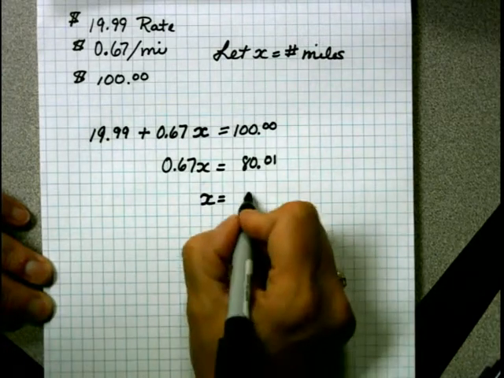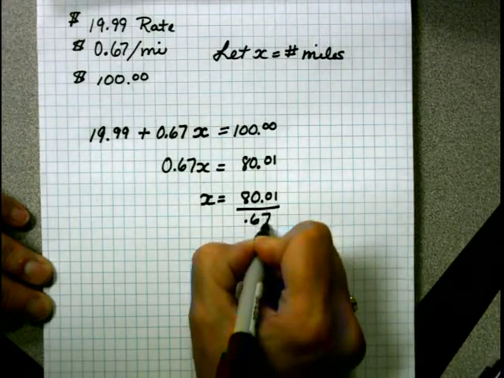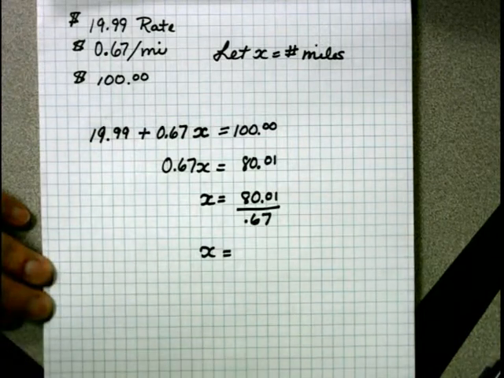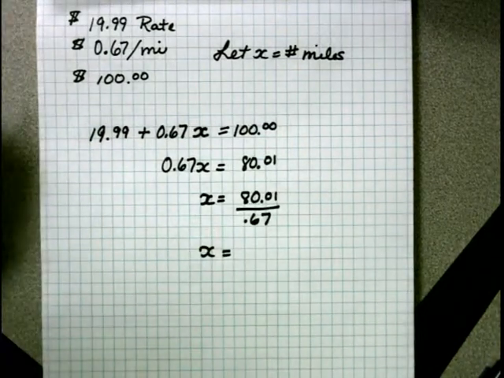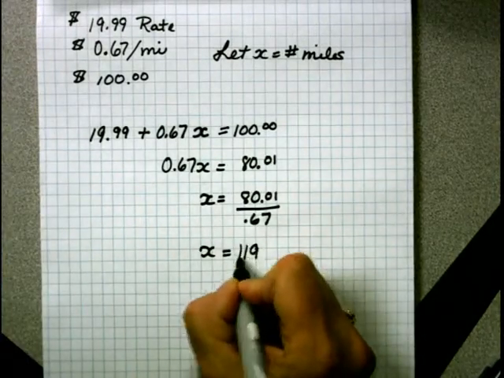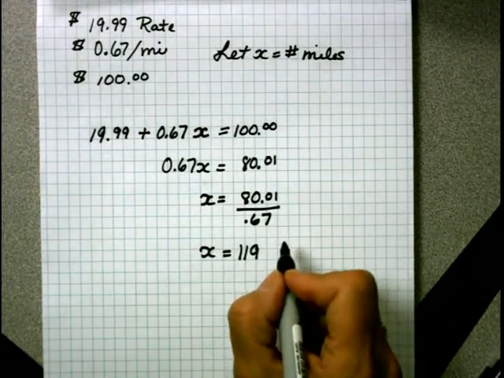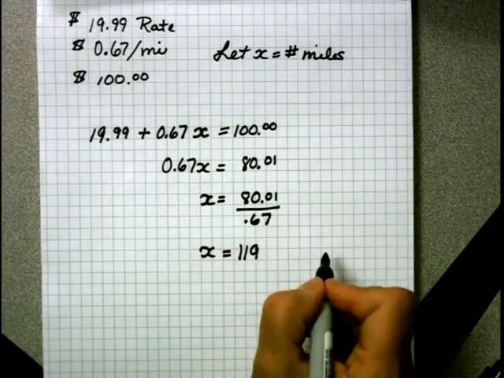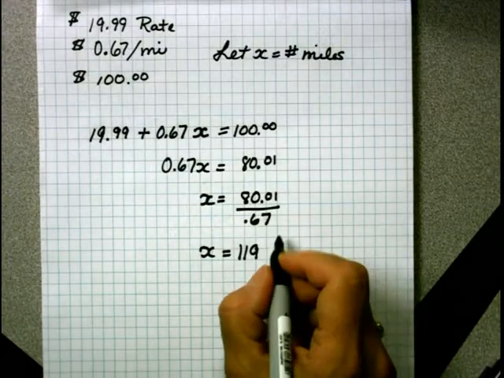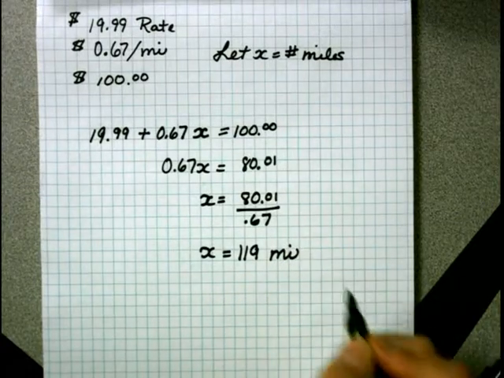We are going to take our $80.01, divide it by 0.67, and when we calculate that, we get 119 and a decimal number. But remember that every time we drive another part of a mile, they're going to charge us another 67 cents. So we really are only allowed to drive 119 miles in order to stay within our budget.